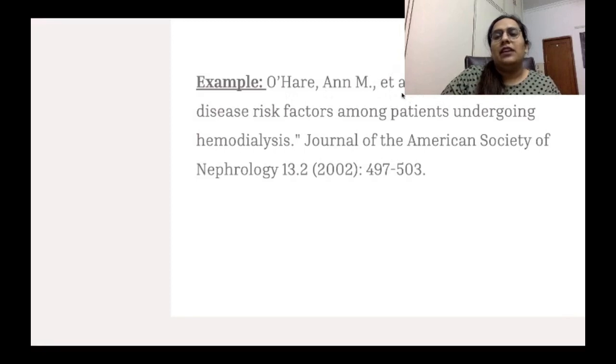Et al. is used when there is more than one author. Then the title of the paper in inverted commas, the journal name, the volume number, the year, and the page numbers.